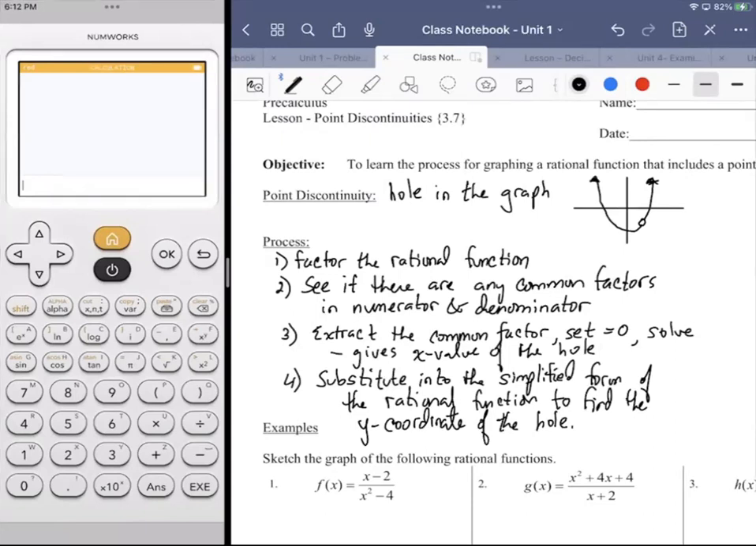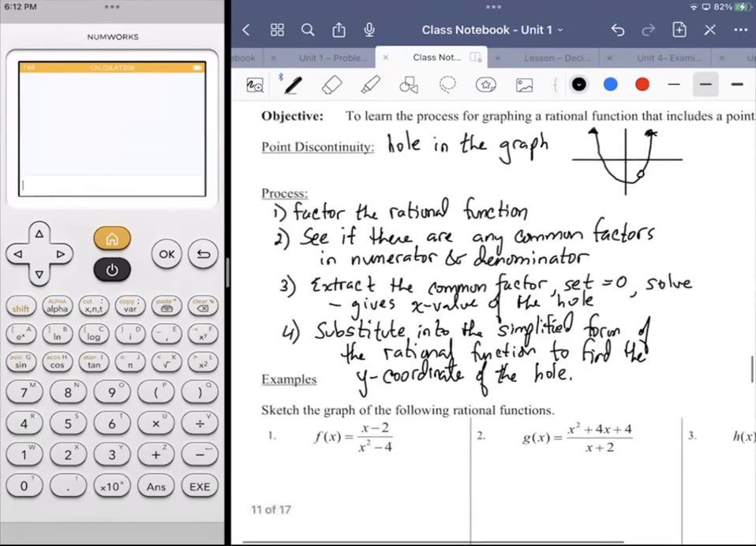It's kind of a lot. Factor the rational function. See if there are any common factors in the numerator and denominator. Extract the common factor, so we're assuming that there actually is a common factor, and set it equal to 0 and solve. That's going to give us the x value of the hole. Once you do that, we simplify the rational function, substitute that x value, and find the corresponding value of y. I'll show you in action, just so you can see that it's not as complicated as maybe I'm making it seem at the moment.